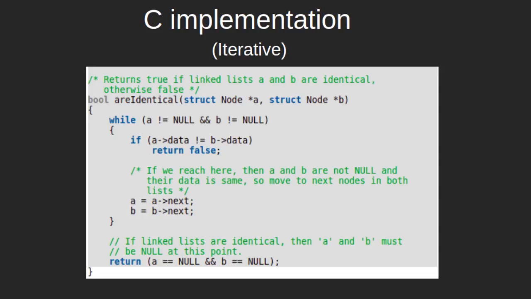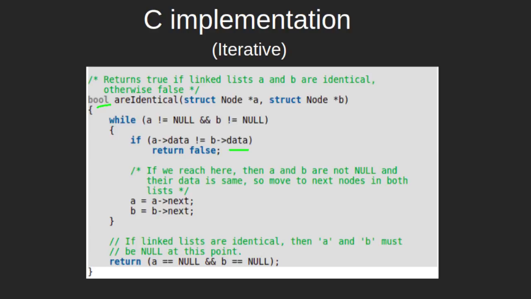Let's see the C implementation of the above algorithm. The return type of this function is bool since it will return true or false, telling whether the given linked lists are identical or not. The function takes two arguments, the head of the first linked list A and the head of the second linked list B. We will then start traversing both linked lists simultaneously. If the data of the current node of first linked list A is not equal to the data of the current node of second linked list B, then we return false, meaning the linked lists are not identical.